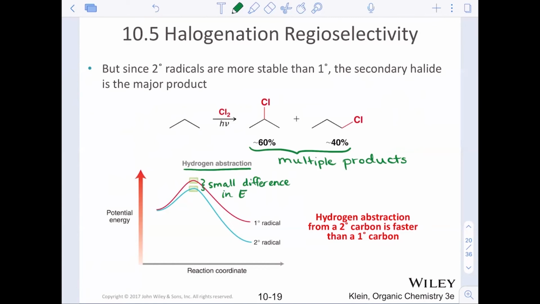Yes, the secondary carbon is faster than the primary, but what's of utmost importance to note is that chlorine is not selective. We will make more than one product. Chlorine can go on any position out of that organic molecule. Notice that we're only showing carbons 1 and 2 here because propane is symmetrical. Carbon 1 is the same as carbon 3, right?